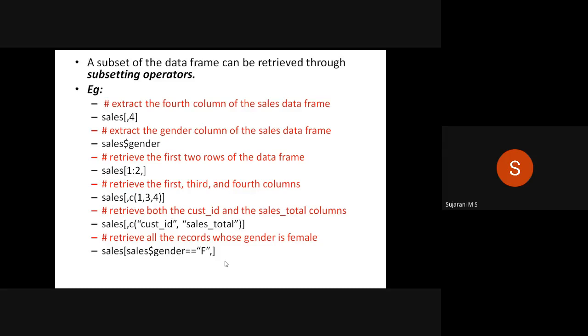Sales in brackets, we want to extract the entire customer field and the entire sales total column. Then specify the name of the column. Simply, we can specify the name of the column or the column number. Both are correct. Okay. Suppose we want to retrieve all the records whose gender is female. That is explained in the next example. This is our data frame object sales, then the $ symbol, specifying that gender equal to female. All female records have been retrieved.